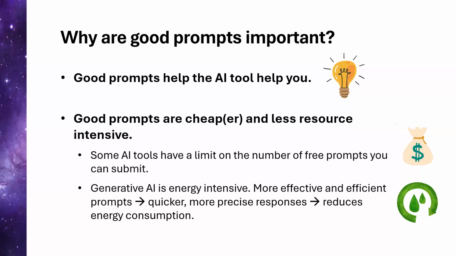Likewise, effective prompts are more energy efficient. So we know that generative AI is really resource intensive. It uses a lot of energy, it uses a lot of water. Crafting more effective prompts leads us to quicker and more precise responses from the AI tool. On the back end, this is reducing the computational load, what's happening behind the scenes, and that in turn reduces our energy consumption. So learning how to use generative AI tools includes increasing our awareness of their costs and their impacts, and using that knowledge to make informed digital choices.